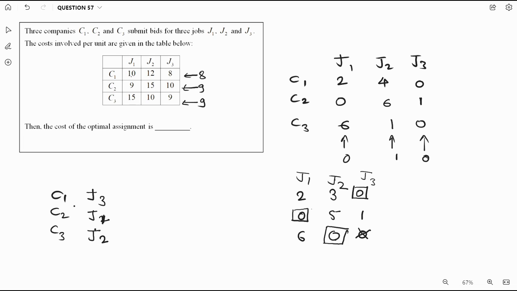Now, what is the entry in the C1 J3 cell? The original entry is 8. So the cost will be 8 here. For C2 J1, the entry is 9, and for C3 J2, the entry is 10. So these are the costs. The total cost will be 9 plus 8 plus 10, 27. So the cost of the optimal assignment is 27.